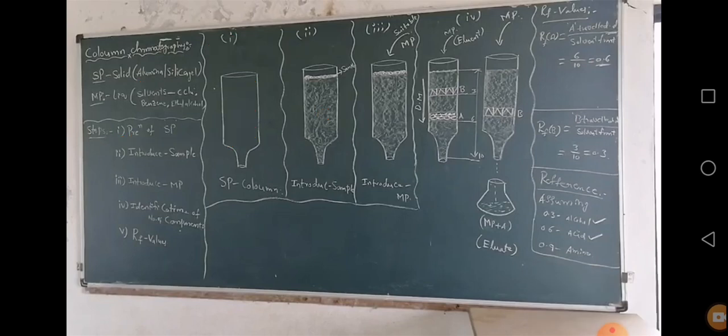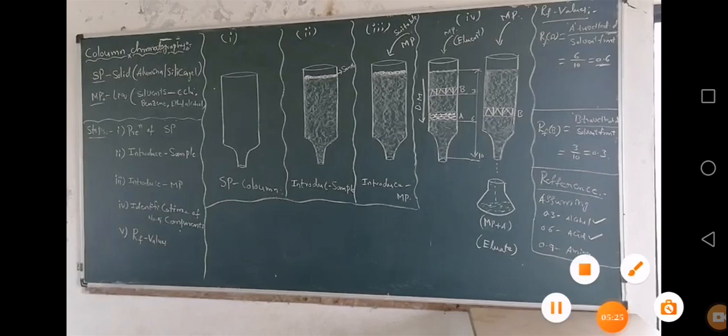First, take the empty column, that is Roman numeral 1. In column chromatography, the stationary phase is a solid. We are using silica gel or alumina here; you can take either one. Now I am explaining with alumina. Take the alumina into a beaker and add a small quantity of ether or acetone. By adding ether, the alumina is converted into a paste.